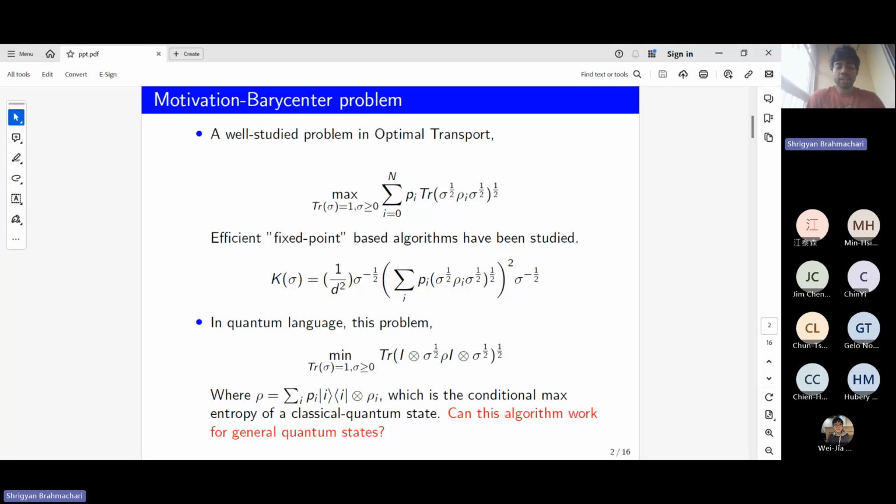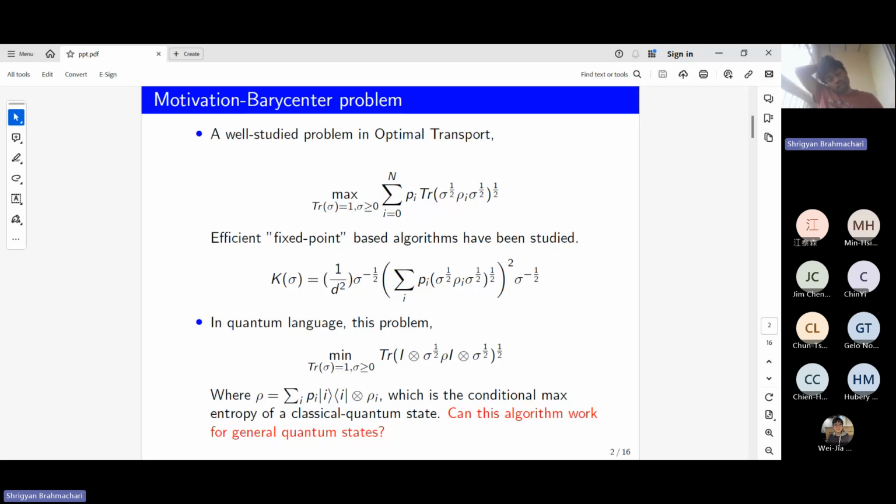Yeah, so we realize that this first expression can be written in terms of a conditional max entropy, except that rho has to be a classical quantum state, where the register I will have the quantum state rho I with probability pi. So that's what it can be written as. So far, I've done nothing. I've just written it slightly differently. And the existing research already tells us that such a conditional max entropy problem for these specific classical quantum states can be solved with this algorithm.